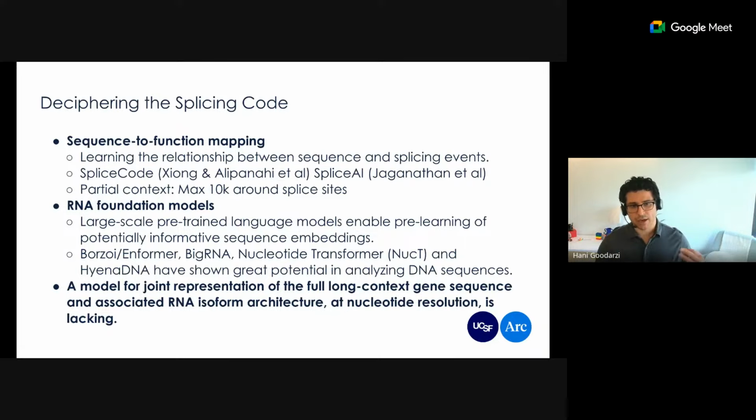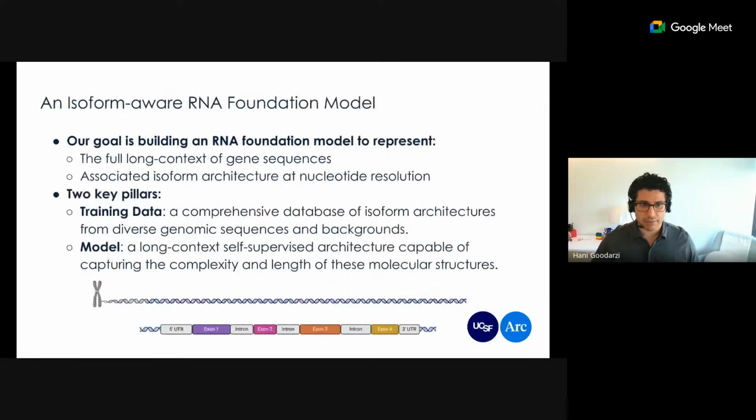But a fully customized understanding of the transcriptome and its architecture is generally lacking, especially at nucleotide resolution with full context. A lot of these models, like BigRNA or Borzoi, achieve their context by combining convolution and attention, so they're not nucleotide resolution models. Splicing code is nucleotide resolution, so you need to capture that at the highest resolution possible. So this is the statement of the problem.